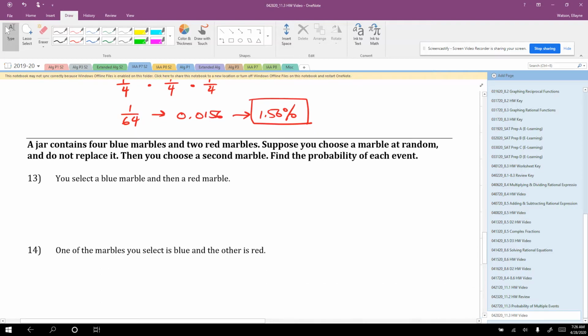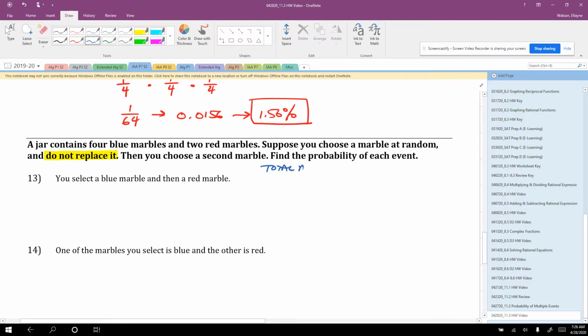So a jar contains 4 blue marbles, 2 red marbles. Suppose you choose a marble at random and do not replace it. Do not replace it. That means it's dependent. Then you choose a second marble. Find the probability of each event. Okay. So you select a blue marble and then a red marble. So let's do a couple things here.